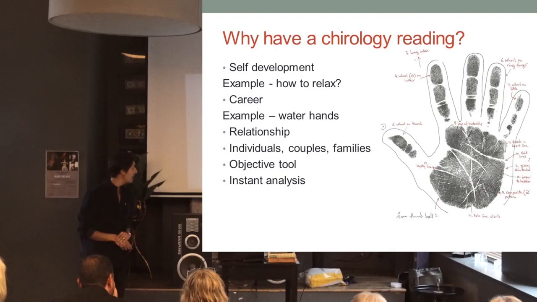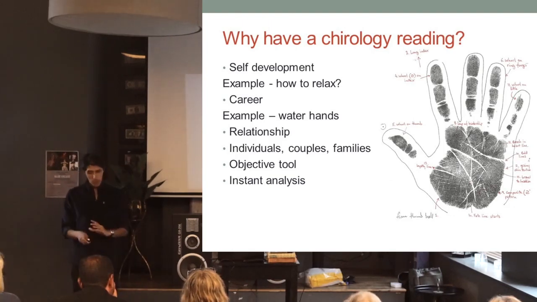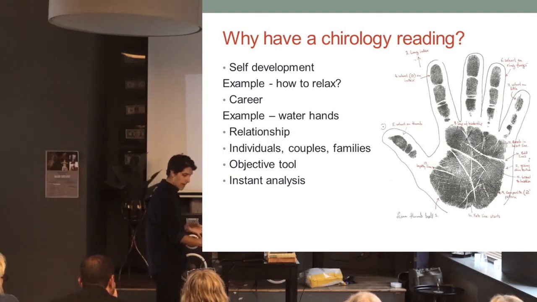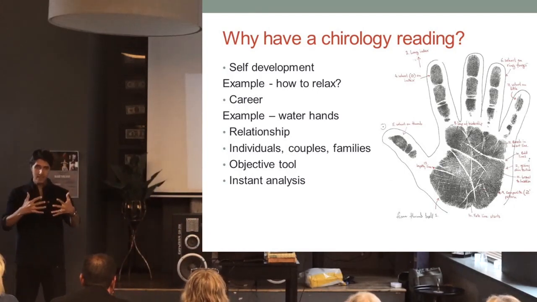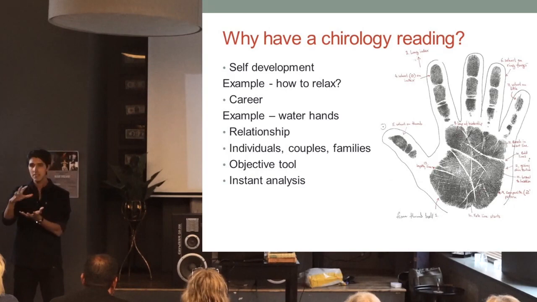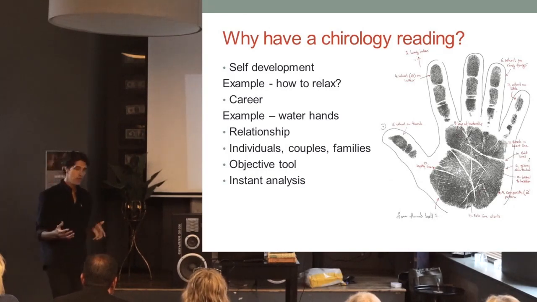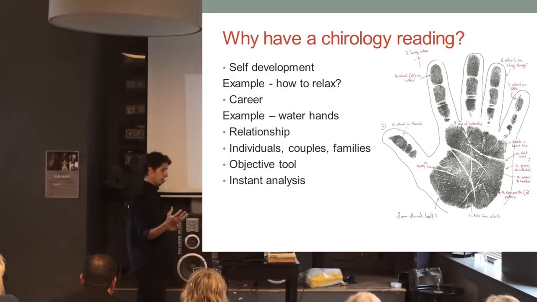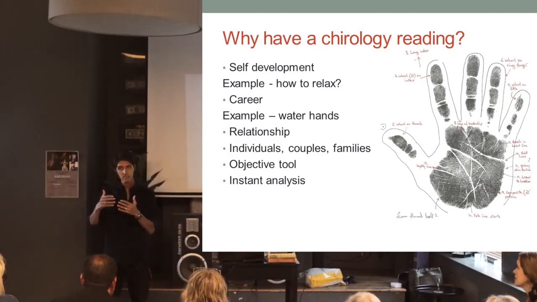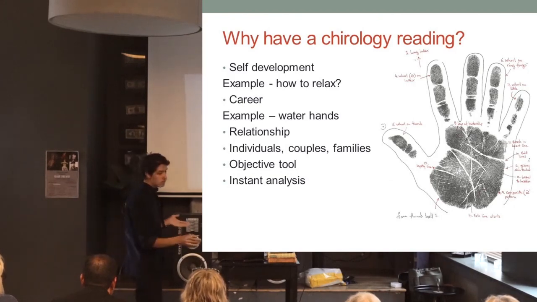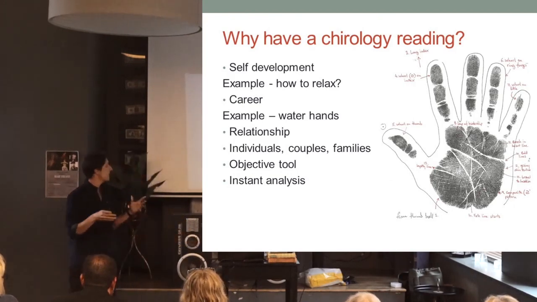So why have a chirology reading? People come to me for all sorts of reasons, but what you can do through analysing someone's hand is gain a very quick, objective picture of someone's personality, their character, which you can then feed back to them. It can be really, really reassuring for anybody in whatever situation to hear something that they know quite deeply about themselves expressed to them by somebody who doesn't know them at all. So this could be really, really useful, for example, for self-development purposes.